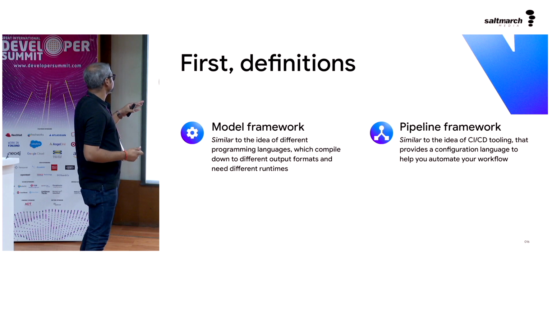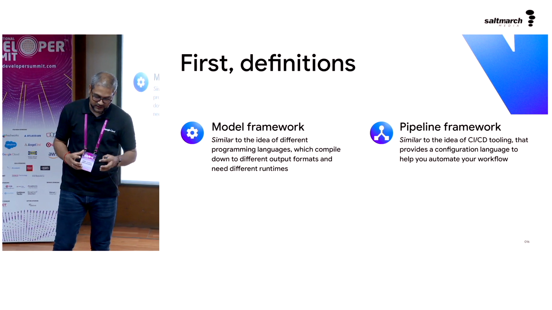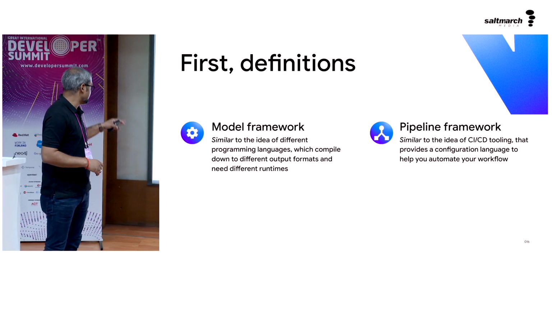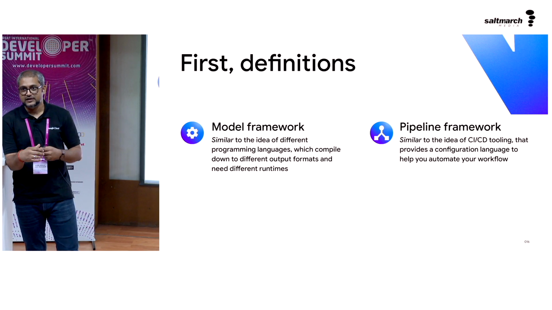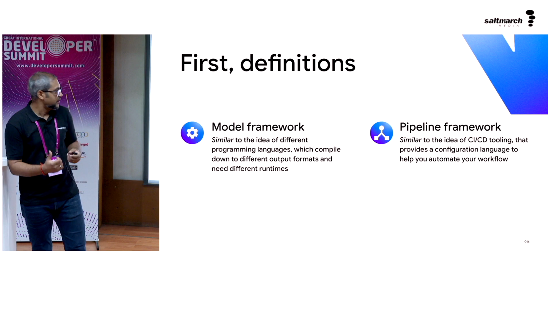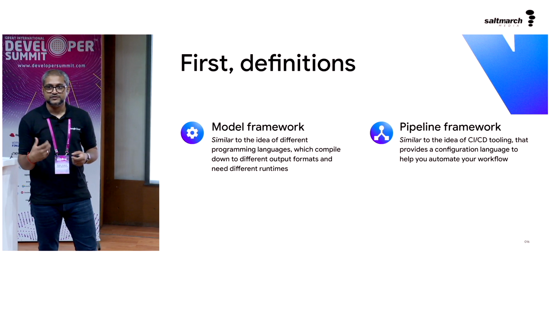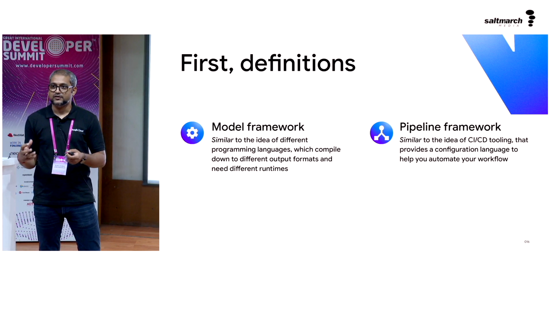So before we start, there are two major elements when you're working on any MLOps pipeline or want to make the solution portable. First is the model framework and second is the pipeline framework. The model framework you can consider more like an SDK on which you develop your code. And the pipeline is more like a CI/CD framework that you want to use.